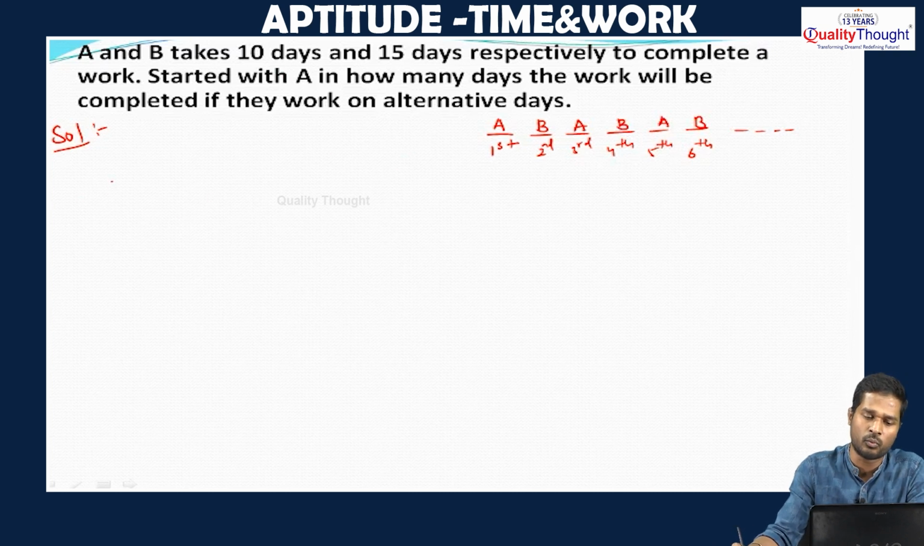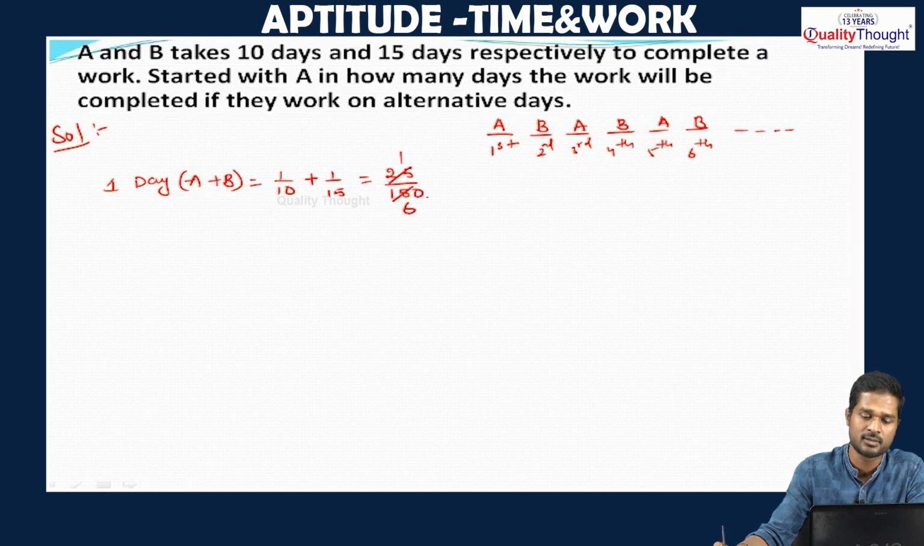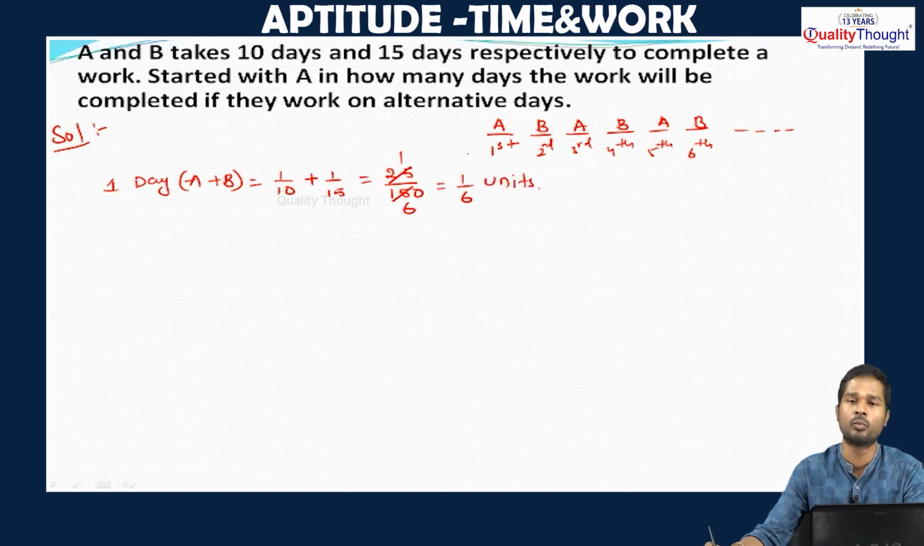Let us find out 1 day work of A and B. So, 1 day work of A is 1 by 10 and 1 day work of B is 1 by 15. So, take the value. This is 15 plus 10, 25 by 10 15s are 150. This is 25 1s are 25, 6s are... So, A and B completed 1 by 6 units of work in 1 day.